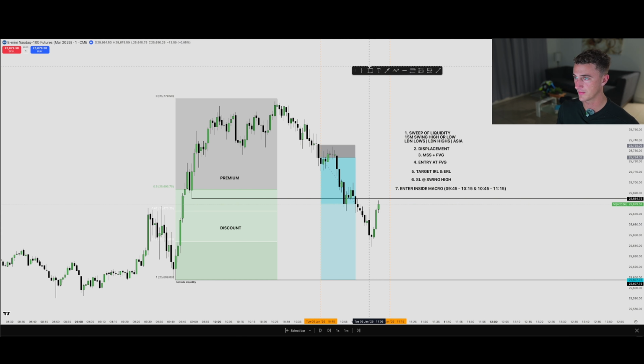There's a fair value gap here as well, which should get respected. As you can see, it didn't, it got inverted, and what did the price do? It took out that swing high. So you would have been stopped out in trading profit there.